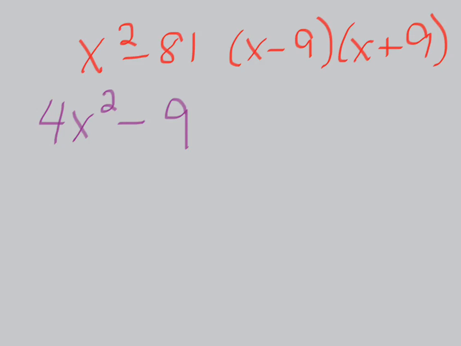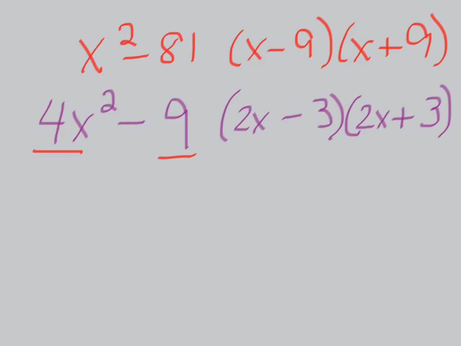Here's a second example, 4x squared minus 9. What we're looking for in each case, we have to make sure that's a perfect square and that's a perfect square. As we notice, 4x squared is actually 2x times 2x, and 9 is 3 times 3. So we have 2x times 2x, and then we have a minus, and one's a plus, and then we put our 3 and our 3 in. Once again, we notice that the two middle terms are going to cancel out. That is why we do not have a middle term in our difference of two squares.